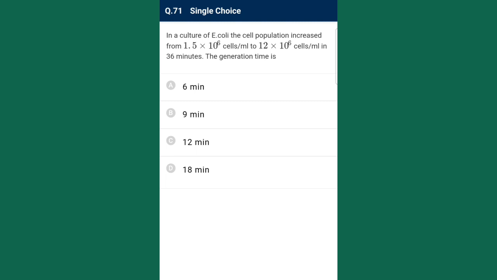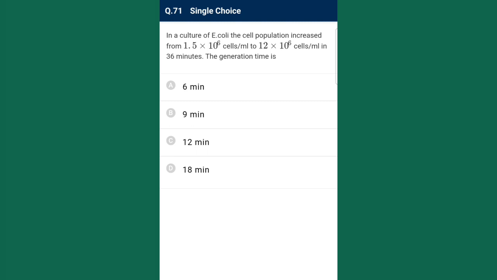Question number 71. In a culture of E. coli, the cell population increased from 1.5 into 10 to the power of 6 cells per ml to 12 into 10 to the power of 6 cells per ml in 36 minutes. The generation time is? Cell division occurs in all organisms and the DNA replicates in it. It is also responsible for cell growth. The cell division, DNA replication and cell growth constitute the cell cycle. In eukaryotes, the cell division takes place once in 24 hours, and in E. coli it is only 90 minutes.